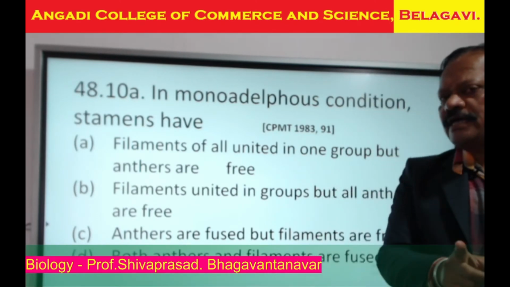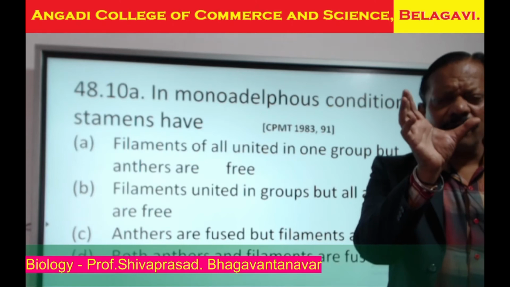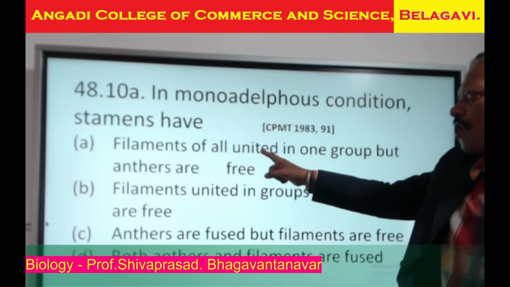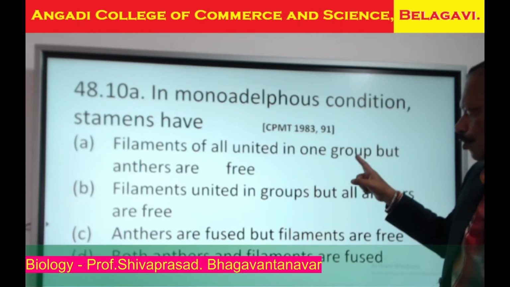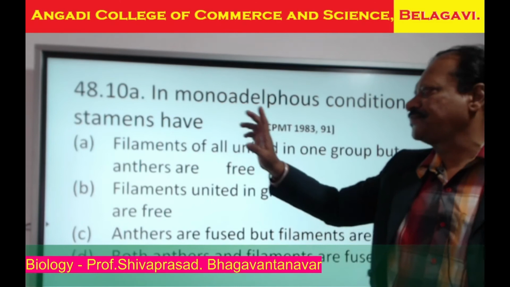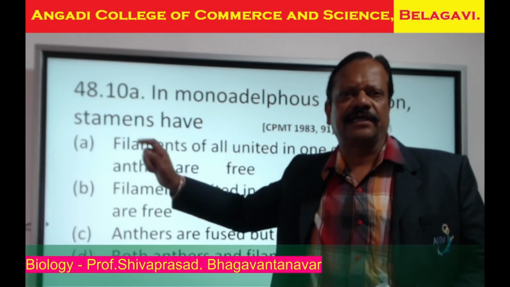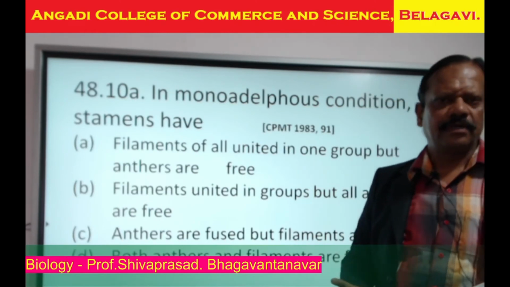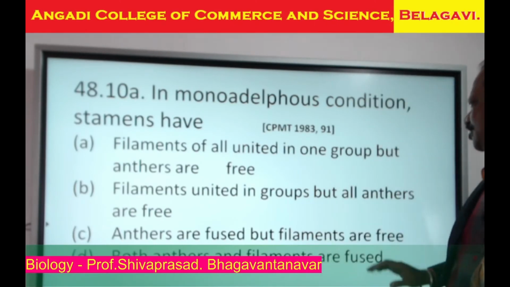So, I told you in the beginning, they are forming only one bundle. Filaments of all united in one group, but anthers are free. So, option A is the right answer here, and that is called monoadelphous condition. So, we will move to the next question.